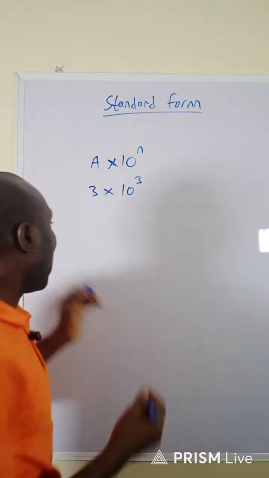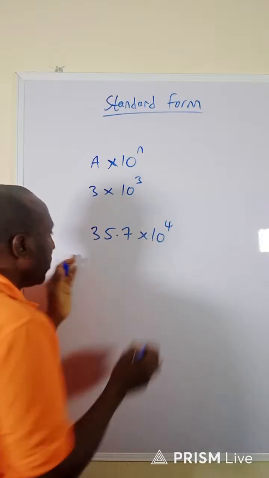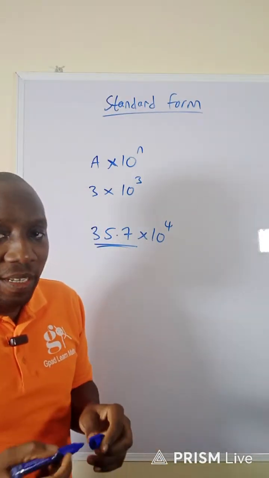So it will be wrong for you to write a number in standard form and you are having something like this, 35.7 times 10 raised to power 4. This is wrong because this is not between 1 and 10. It's more than 10. All right.